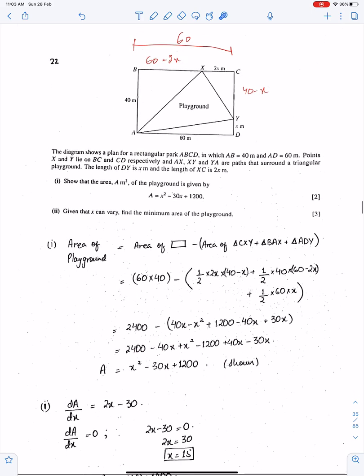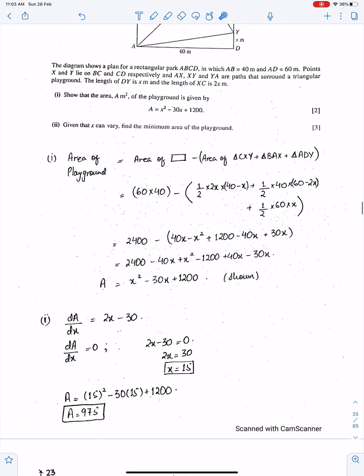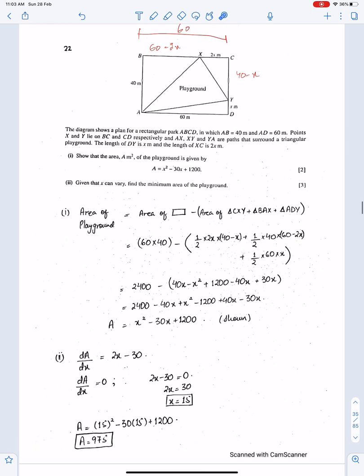The second part is simple. We need the minimum area of the playground. For that you need to differentiate this and get the value of x, and then substitute x back into this equation to get A. You can take a screenshot of the solution of this question if you want.